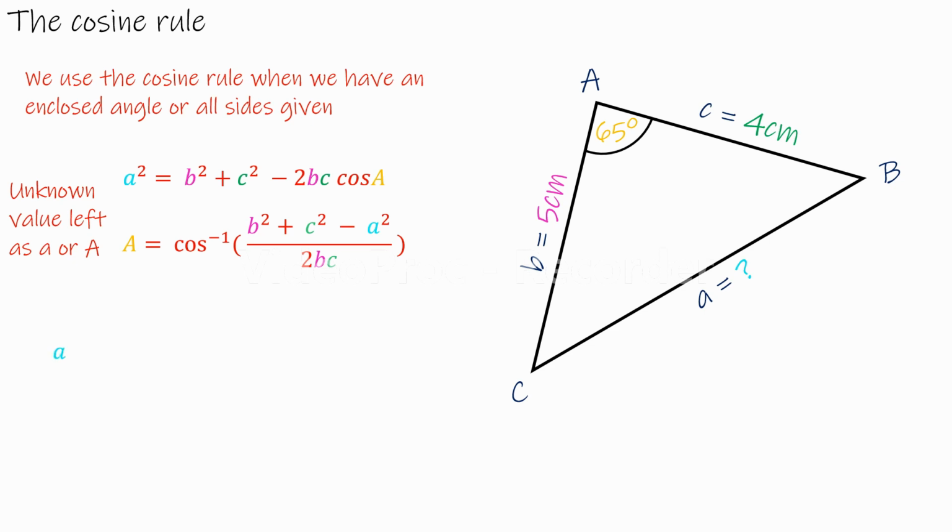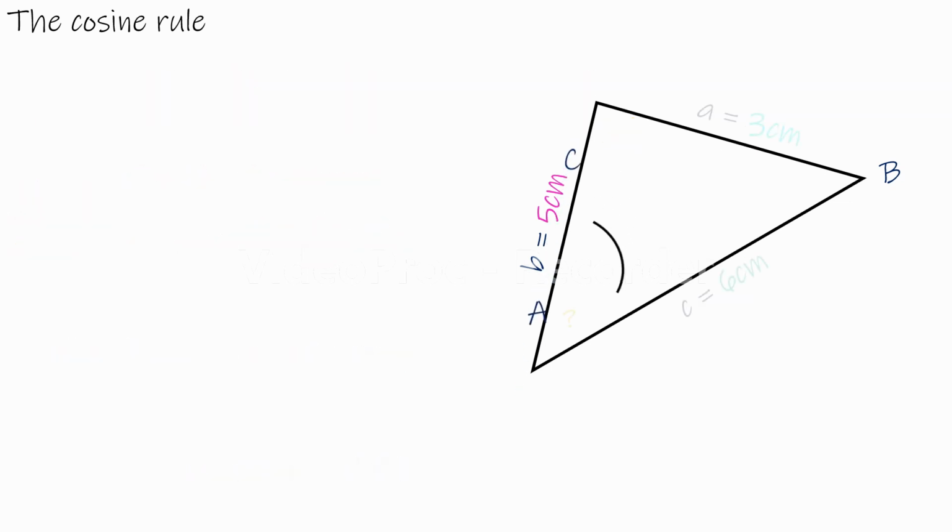Now, for this example, we simply have to substitute in our values to get a squared equaling 5 squared plus 4 squared minus 2 times 5 times 4 times cos 65, which will give us an answer of 24.1. Now, to find a on its own, we simply have to square root this value, giving us an answer of 4.91 centimeters.